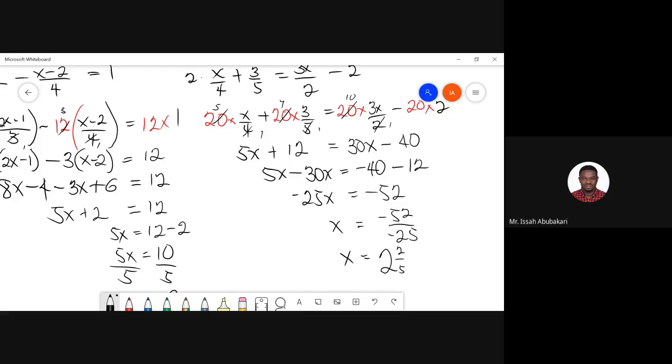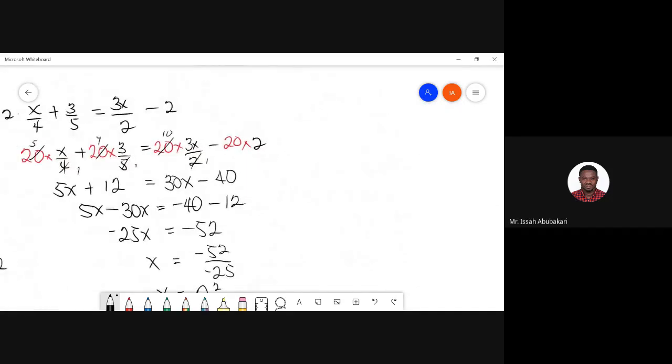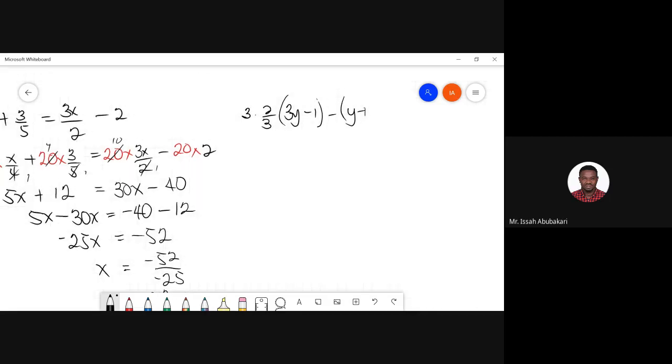Now we are going to solve one more question after that. I'll give you some try questions to solve on your own. Okay? All right. Now let's look at the next question. When we have question 3, when we have 2 divided by 3, 3y minus 1 minus y plus 2, y plus 2, y plus 2 is equal to 1 over 3.